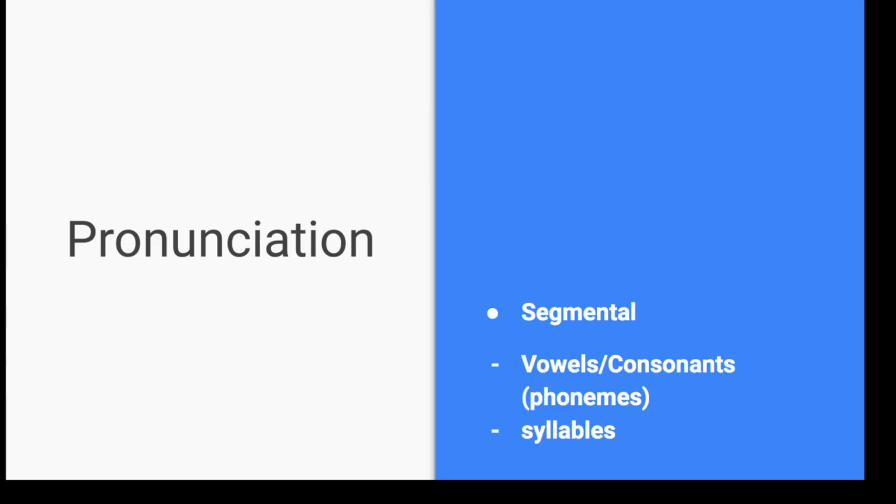The other part of pronunciation, not just in English, but generally in every language, is suprasegmental. So suprasegmental, we can think of this as the pieces of pronunciation that we put on top of segmental. So it's not changing the vowels or consonants or syllables, but it is changing how it sounds. So for example, stress. So which word are we stressing in a sentence?